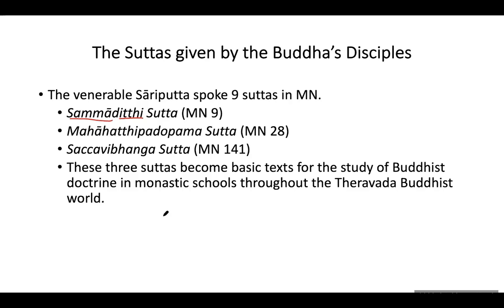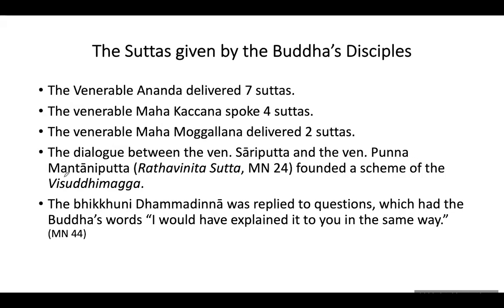So these three suttas, the Sammaditthi, Mahahatthipadopama Sutta, and Sakkavivanga Sutta, became basic texts for the study of Buddhist doctrine in monastic schools throughout the Theravada Buddhist world. Also, the Venerable Ananda delivered 7 sutras in Majjhima Nikaya. The Venerable Mahakachana spoke 4 sutras. The Venerable Mahamoggallana delivered 2 sutras.